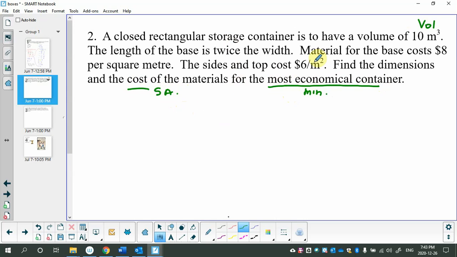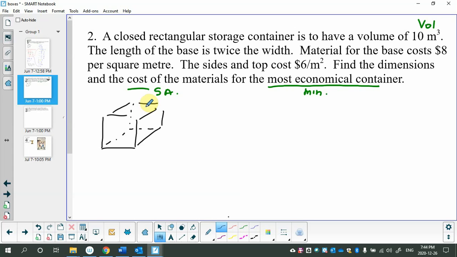And second of all, I brought in costs, which is actually what happens in real life, because you do want to minimize your costs when you're building things. So I'm going to start again by drawing a picture. So same box, only this time, because of the first little bit of this, it says closed rectangular storage container. So that means all the sides are contained. So this, I'm not going to color it in because it actually counts. It's got a lid on it.